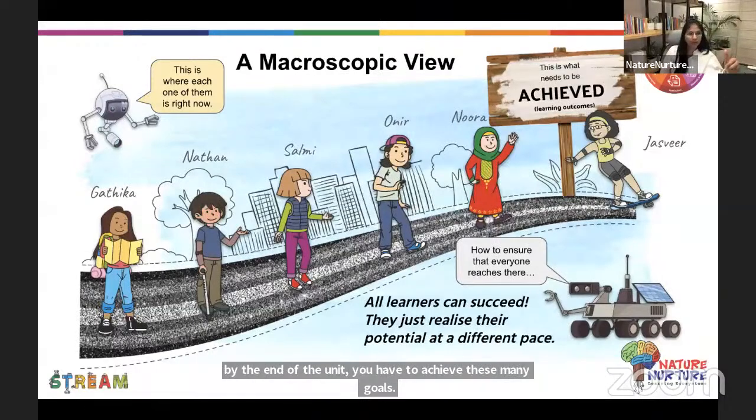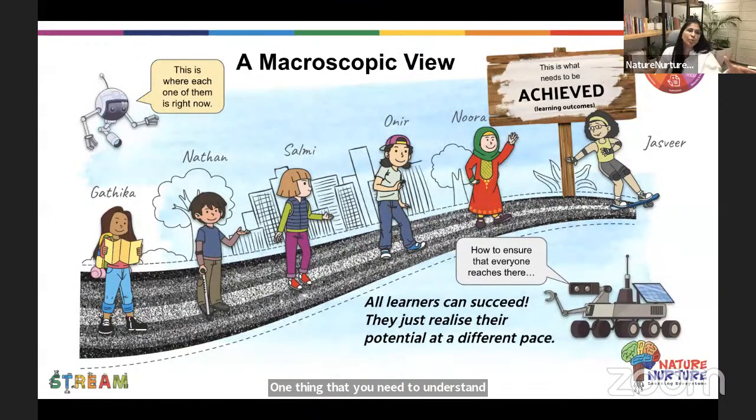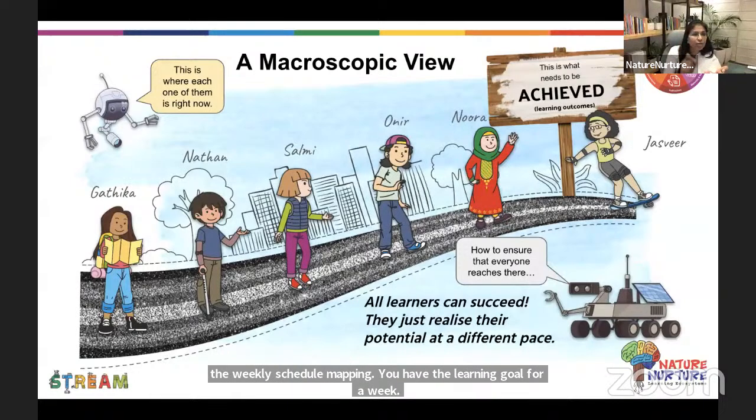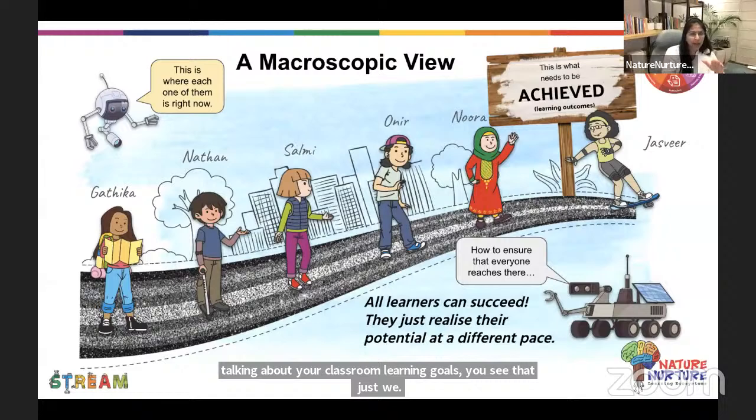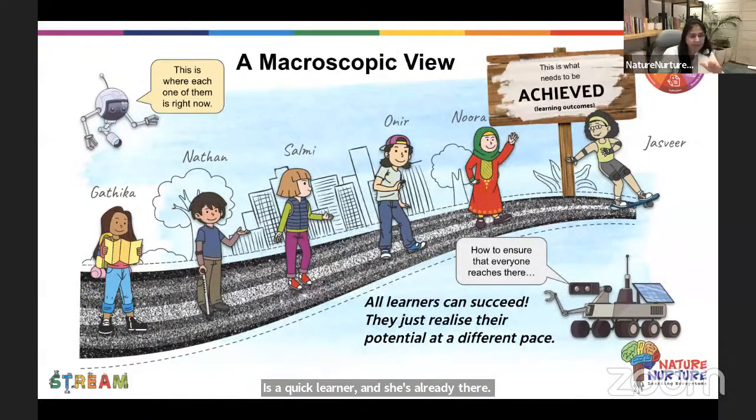One thing that you need to understand is that you have a learning outcome document which tells you about the learning goals for the entire year. Then you have the learning outcomes for the entire unit and the weekly schedule mapping. You have the learning goal for a week, and those are called your classroom learning goals. So talking about your classroom learning goals, you see that Jasveer is a quick learner and she's already there. And then that child becomes very restless and it is very difficult for you to contain the energy of that child because she wants to see what lies ahead. On the other hand, we have this girl called Gatika, who's taking her sweet time to be able to reach there.